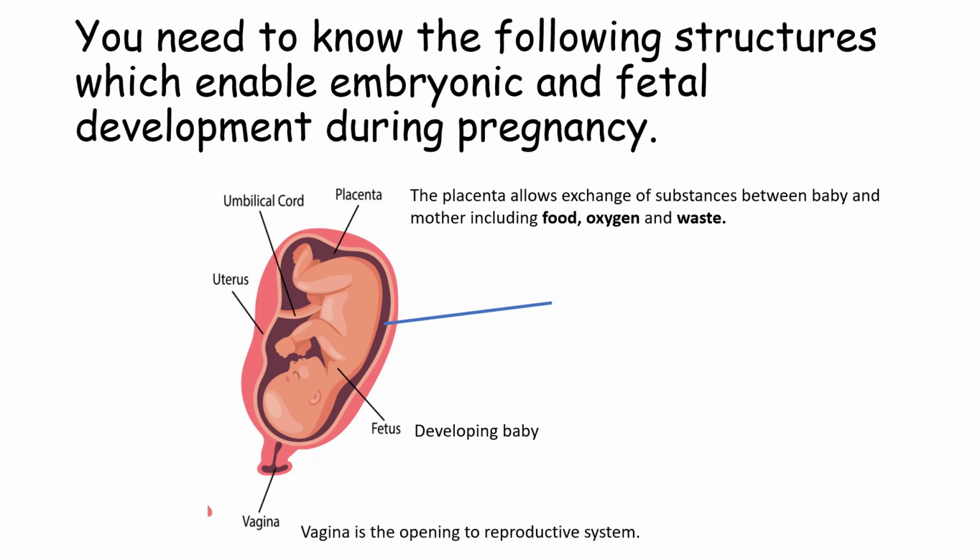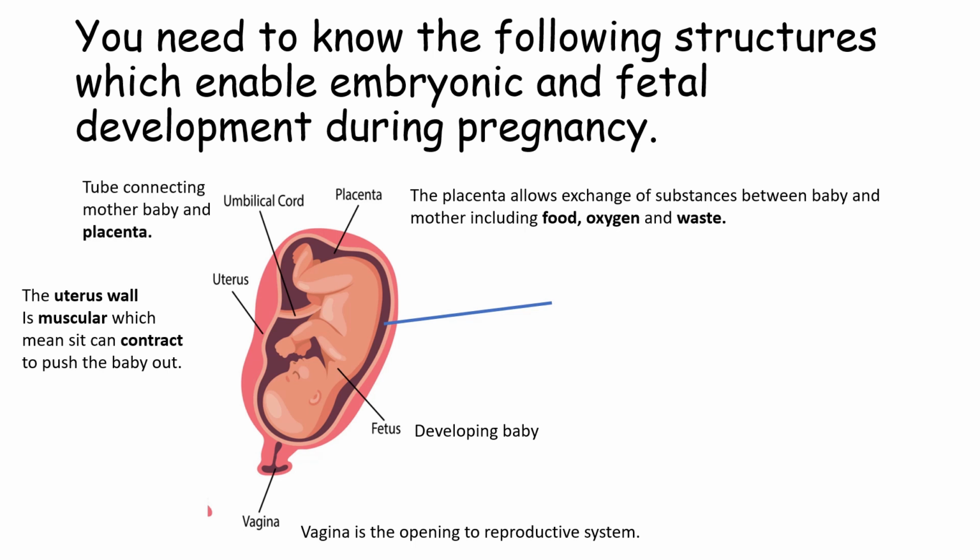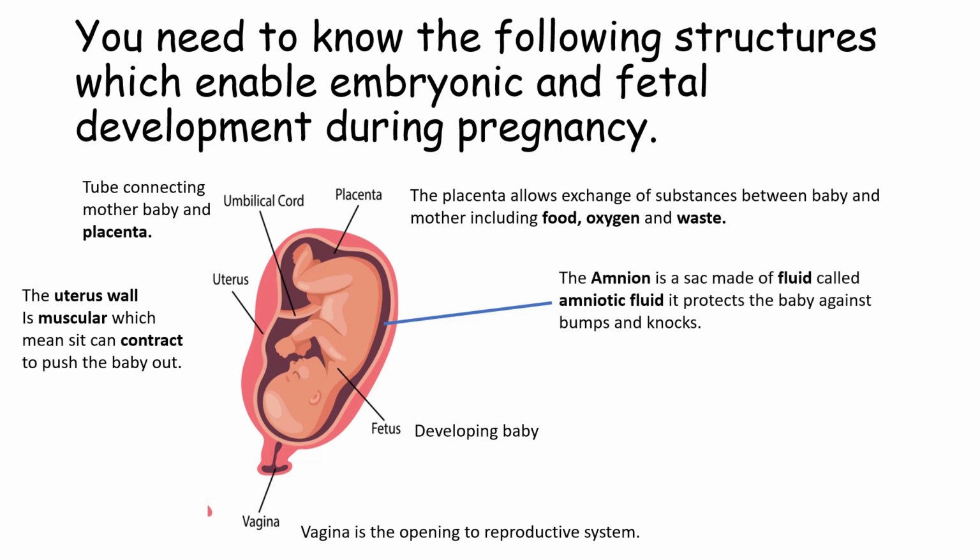The vagina is the opening to the reproductive system. The uterus wall is muscular, which means it can contract to push the baby out. The tube connecting the mother and baby is called the umbilical cord. The amnion is a sac of fluid called amniotic fluid. It protects the baby against bumps and knocks. You will have heard that when a woman is about to give birth, sometimes it's described that her waters break. This is not water, this is the amniotic fluid.